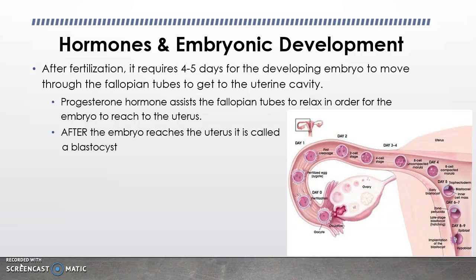After fertilization, it requires about 4 to 5 days for the developing embryo to move through the fallopian tubes to get to the uterine cavity. The progesterone hormone assists the fallopian tubes to relax in order for the embryo to reach the uterus. After the embryo reaches the uterus, it is then called a blastocyst.